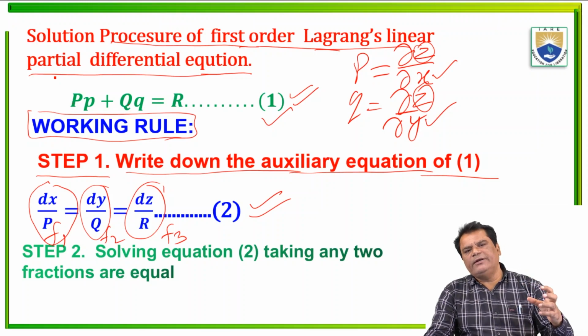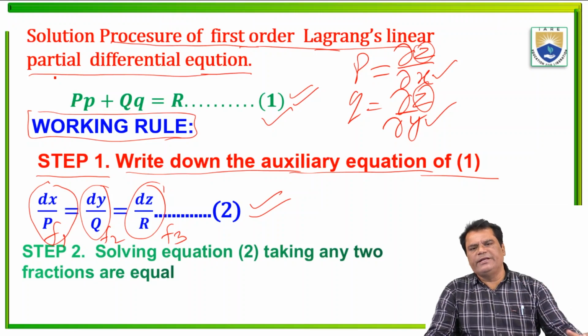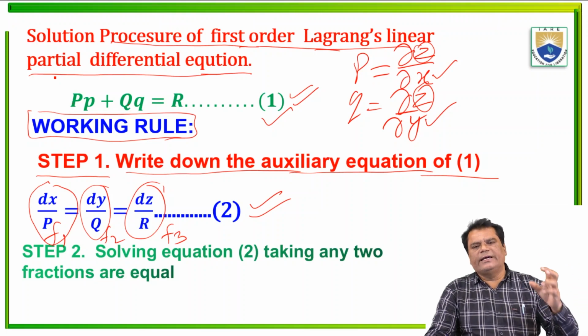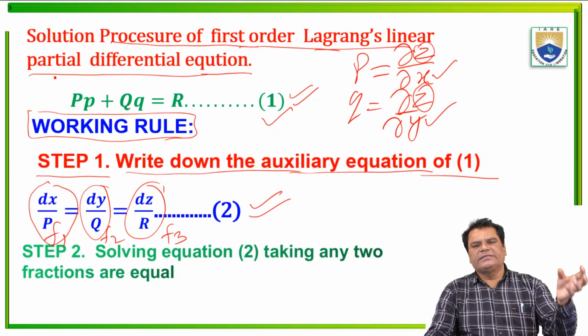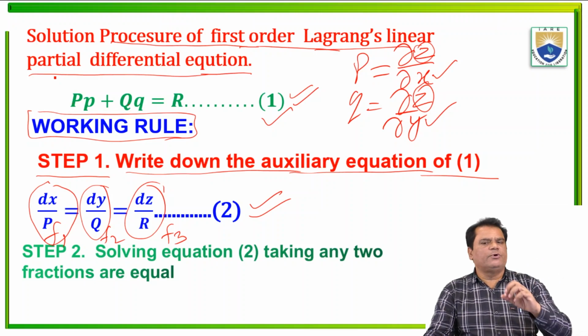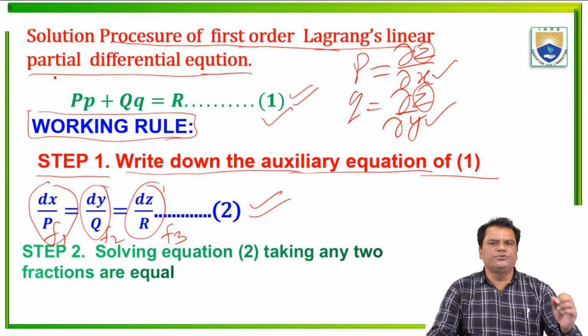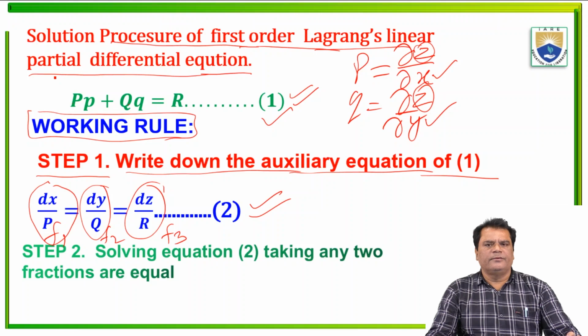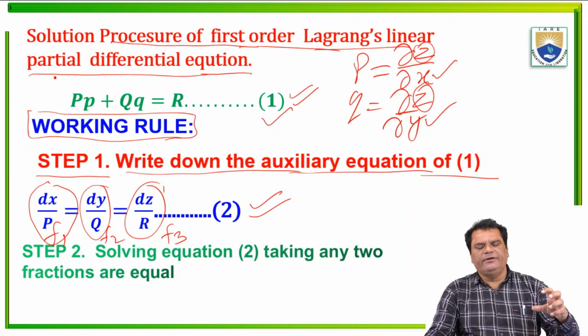So what is step 1? The question is given in our question paper in the form of the general Lagrange linear partial differential equation of first order and first degree, that is capital P into small p plus capital Q into small q equal to capital R. This is equation 1. For any question given in our question paper, we compare it to equation 1, and then we can find the values of capital P, capital Q, capital R.